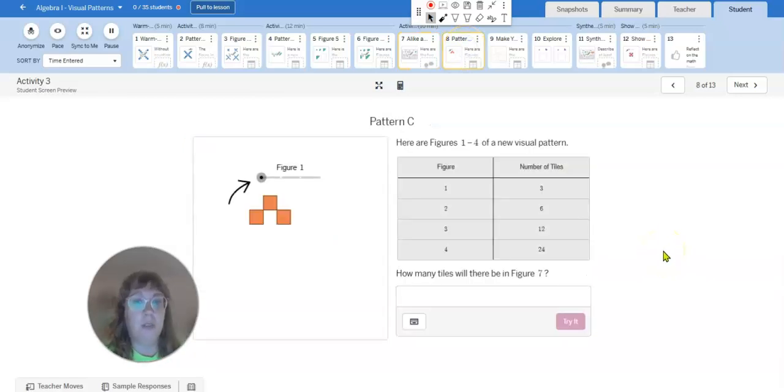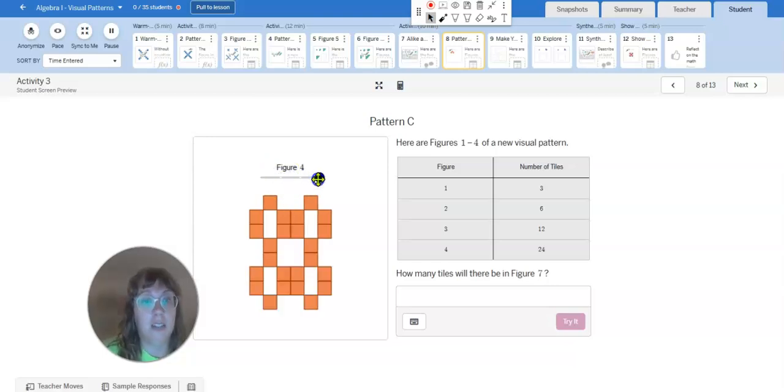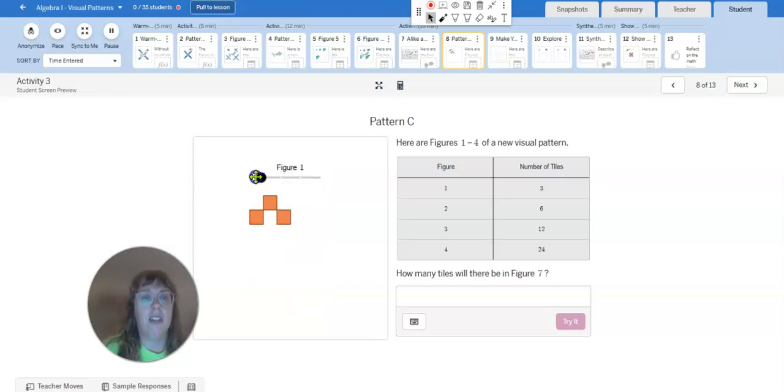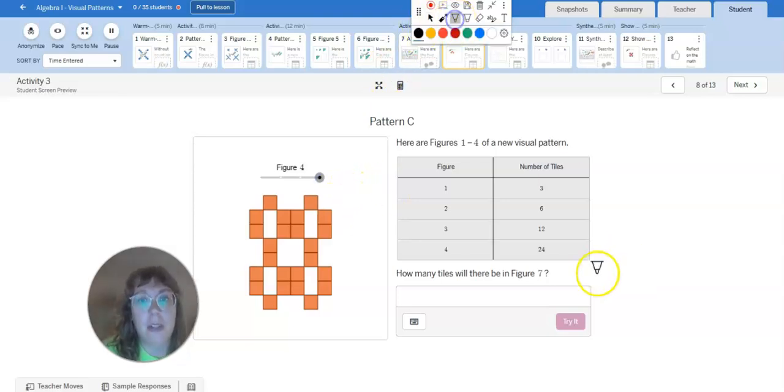Here are figures 1 through 4 of a new visual pattern. How many tiles will there be in figure 7? So here's figure 1. Ooh, here's figure 2, figure 3, and figure 4. So it's definitely getting bigger quicker. What is happening? Let's take a look at the numbers.